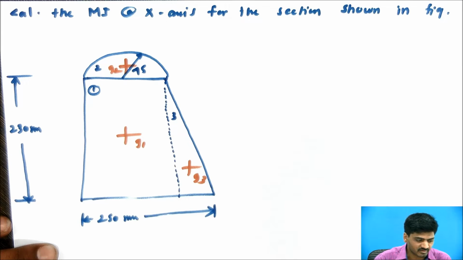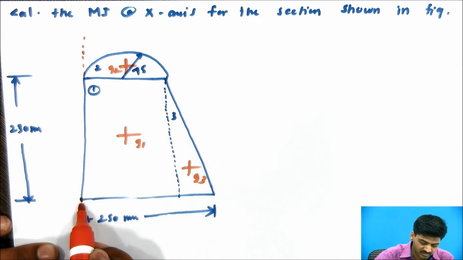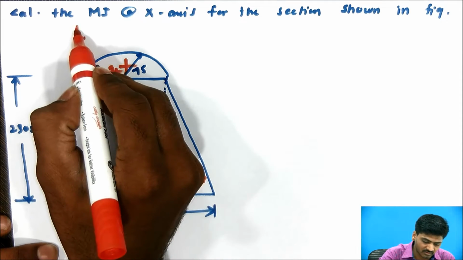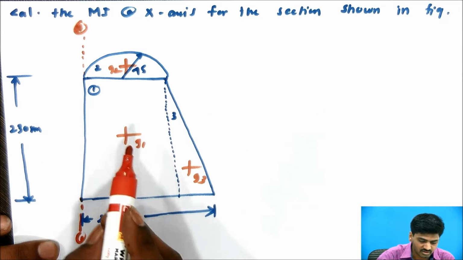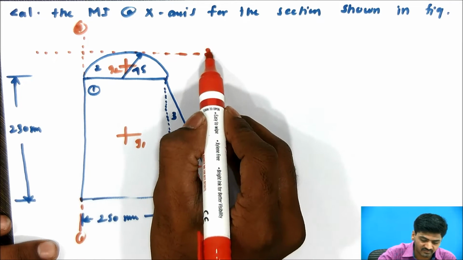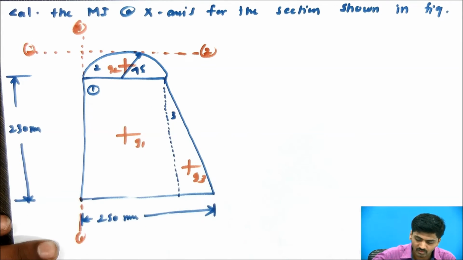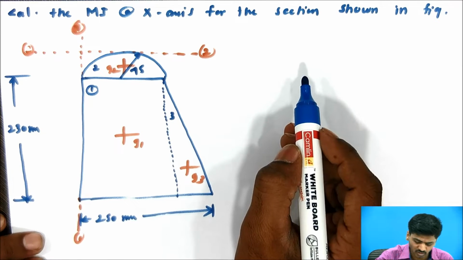I am considering the reference axes. First one reference axis I am considering from the left hand side. This is 1. Second one reference axis I am considering from the top. So this is my second reference axis, 2 is there. First of all, we'll calculate the area, right?